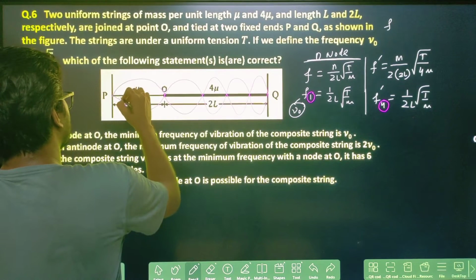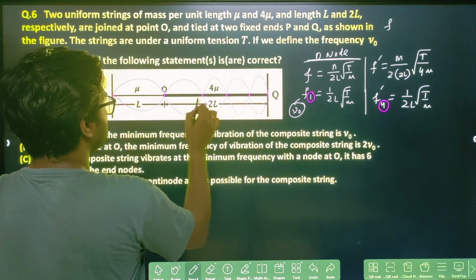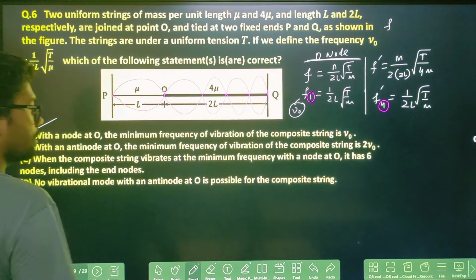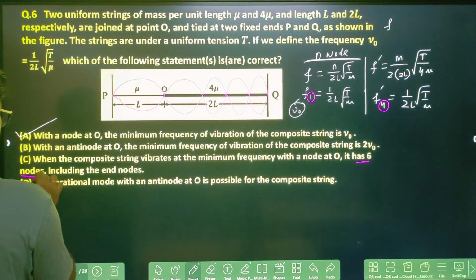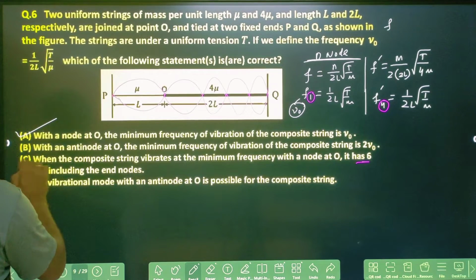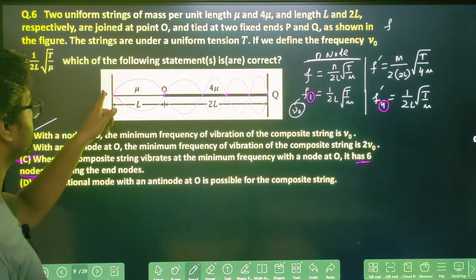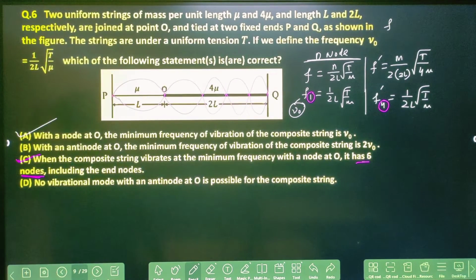So you count now, how many? This will be 1, 2, 3, 4, 5, 6. So 6 nodes. Clear? There should be 6 nodes, so option C is correct. You are getting 6 nodes, right, including the end nodes: 1, 2, 3, 4, 5, 6. Clear? This will be formed like this.